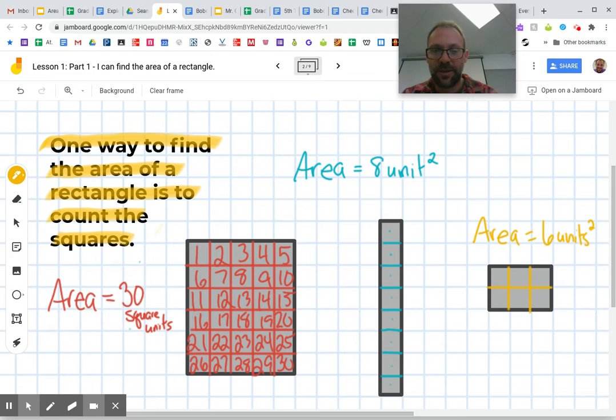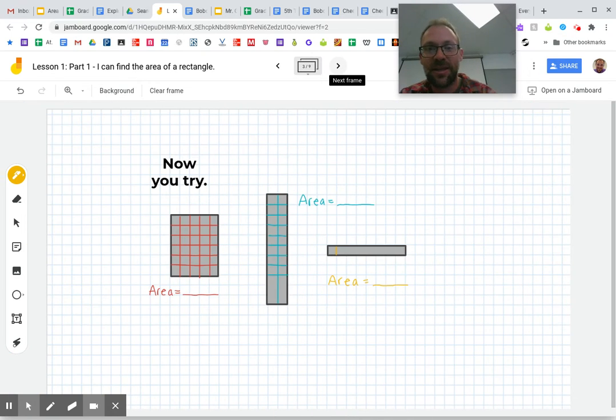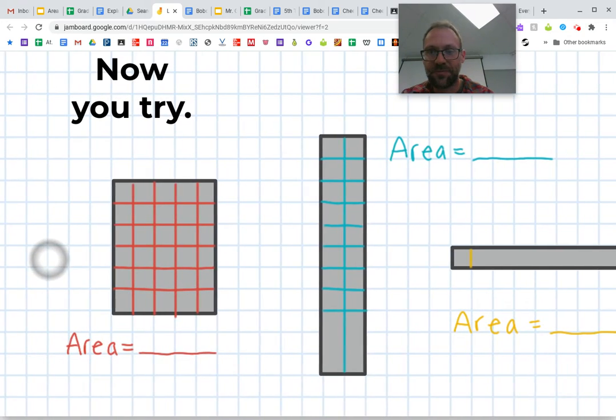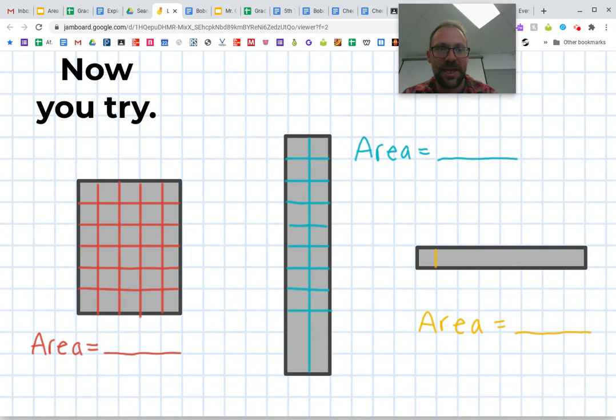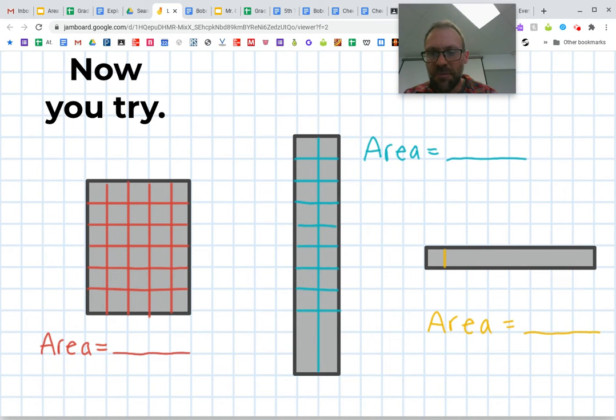So one way to find the area of a rectangle is to count the squares inside the rectangle. That'll give you the amount of space inside the rectangle. Let's try it again. I want you to try this time. All right? Take a moment, pause right now, and try to find the area of these rectangles by counting the squares. Hit pause, find your answers, and then come back to see if you were correct. Go ahead.